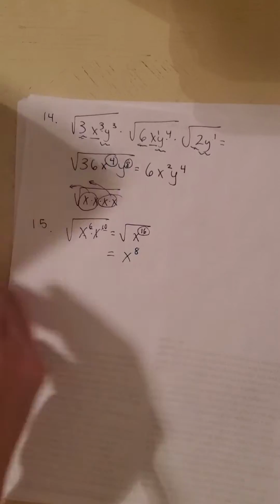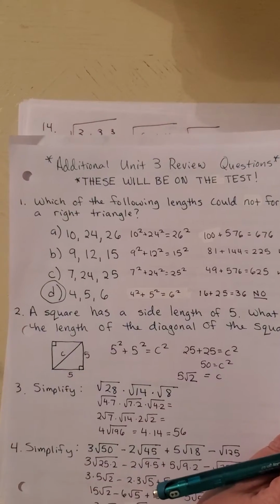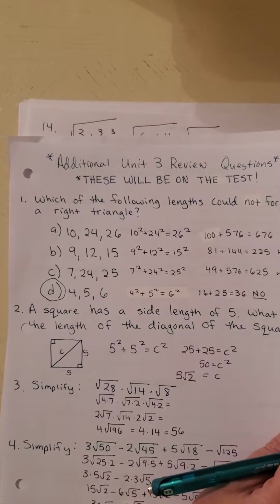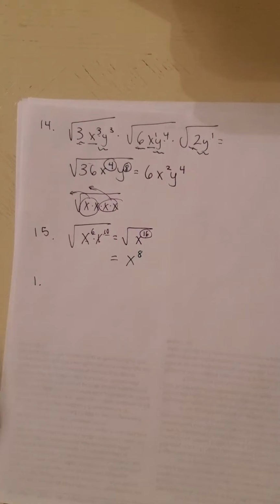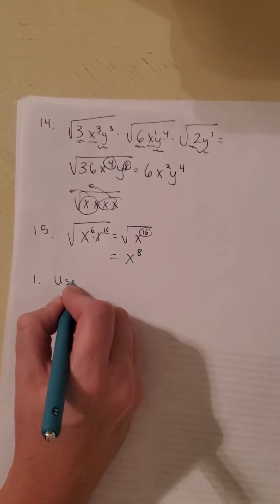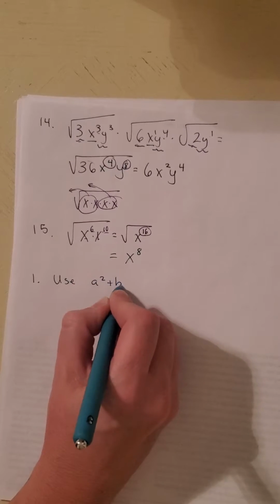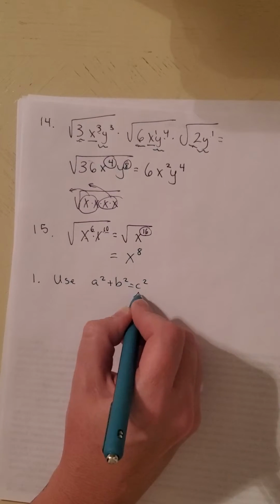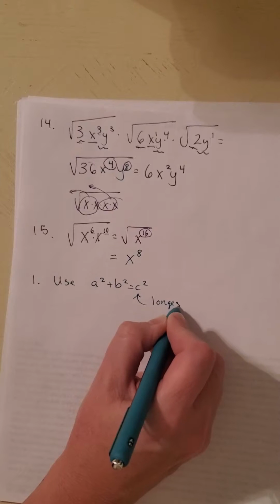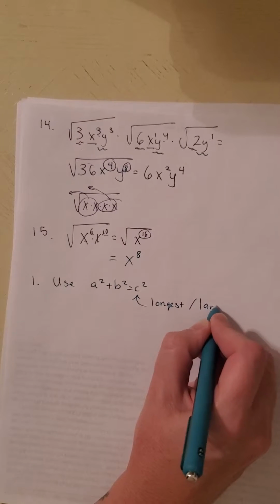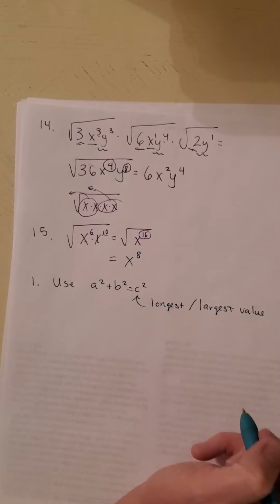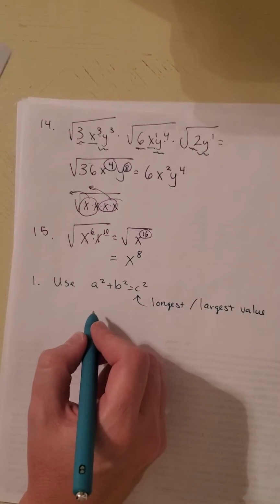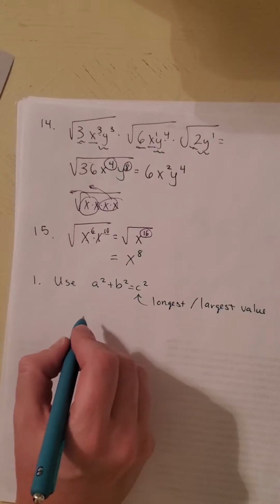Number 1. So recall I handed out this review as well. It says, which of the following cannot form a right triangle? And so what you need to do is use the Pythagorean theorem. And c is always the longest or largest value. All right, so I'm going to substitute in each of these values.